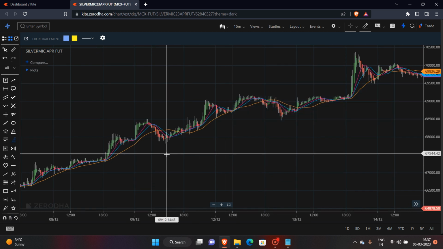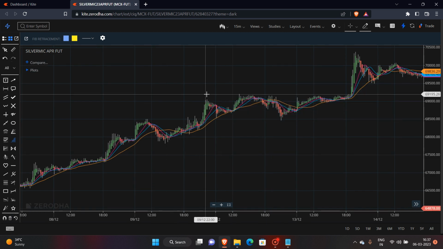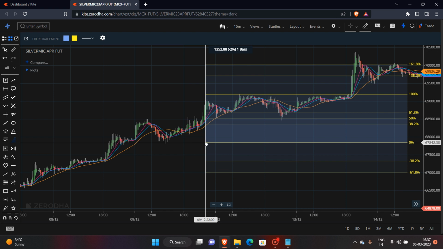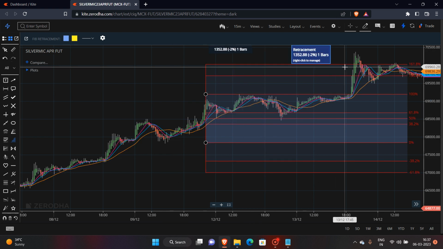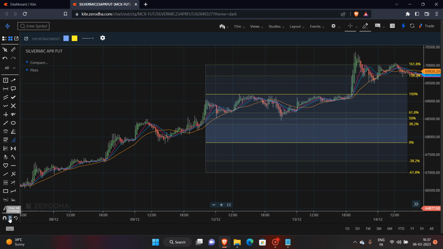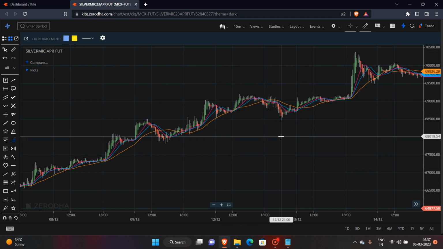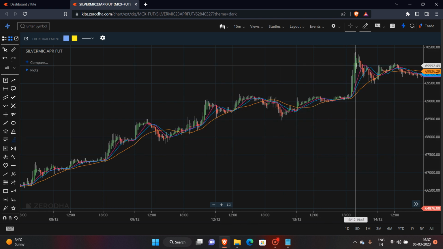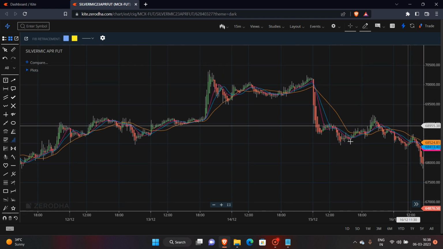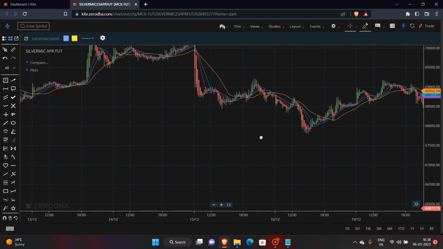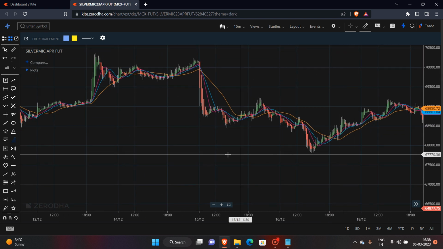So I think first, second, and third. After the third, it again took one retest here, and again it bounced back. Yeah, so here also you can see it made a pattern, one, two, third, and it bounced back. Okay, so we are going to see some of the patterns that are the downtrend.